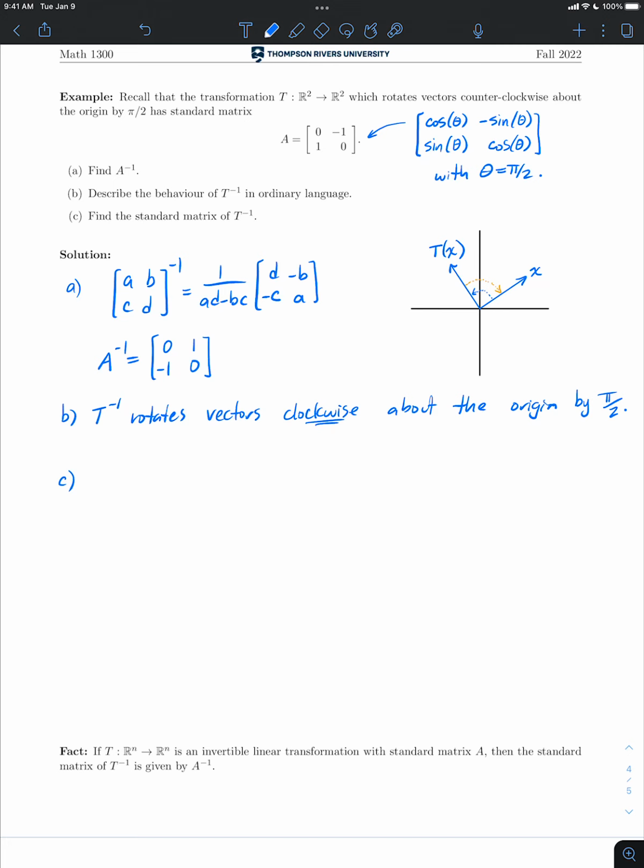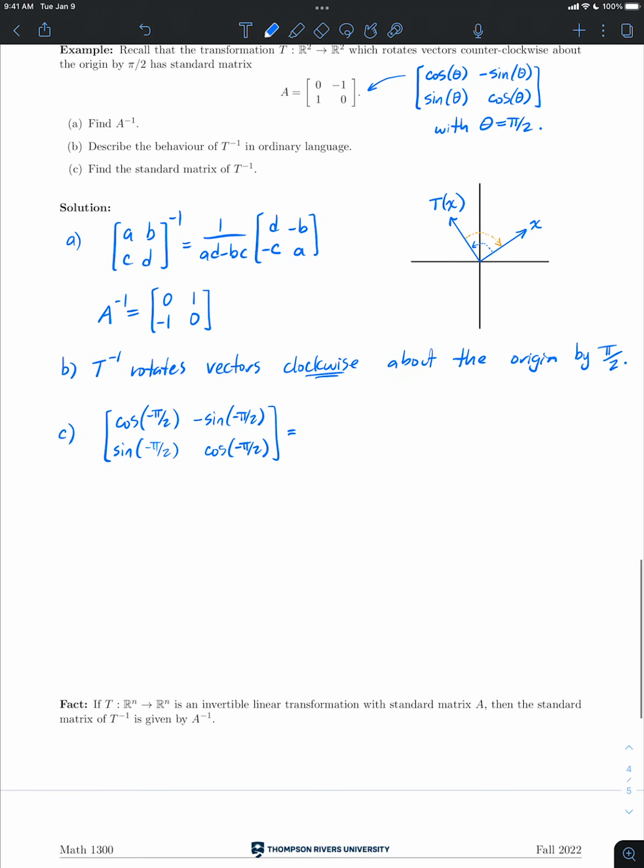So the standard matrix of T inverse is going to be cosine of negative pi over 2 for the first entry, sine of negative pi over 2, then negative sine of negative pi over 2, and then cosine of negative pi over 2. And it just comes down to evaluating trig functions. So draw the graphs, use special triangles, use the trig table, do whatever you've got to do to evaluate the trig functions here. But what you're going to end up getting, cos of negative pi over 2, that's going to be 0.